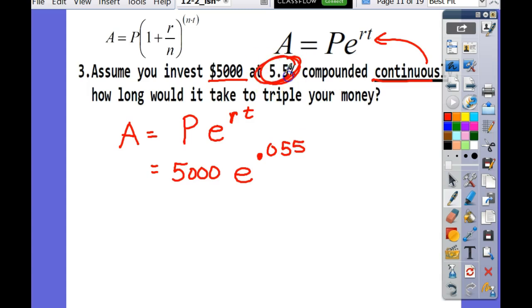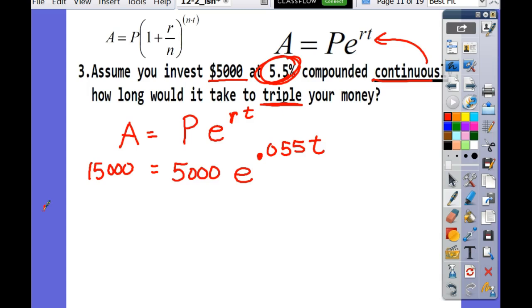This number has to be divided by 100 to change it into a decimal. Do we know how long? But we do know that we're going to triple that $5,000, and if you triple the $5,000, it becomes $15,000. This is almost like the problem we just did, right? So what's the next step?